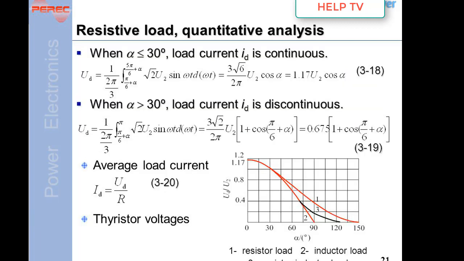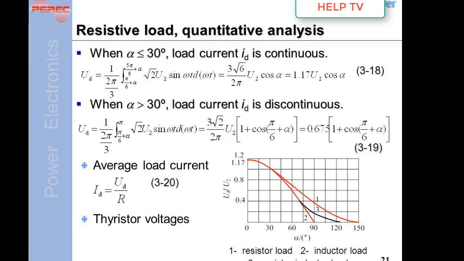Resistive load, quantitative analysis. When alpha is at most 30 degrees, load current i_d is continuous. When alpha is greater than 30 degrees, load current i_d is discontinuous. Equations 3-18, 3-19. Average load current. Thyristor voltages. Equation 3-20. Resistive load, inductive load.